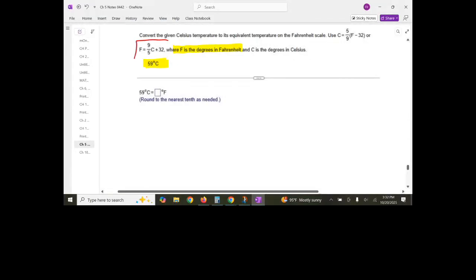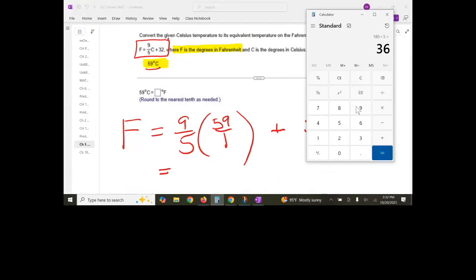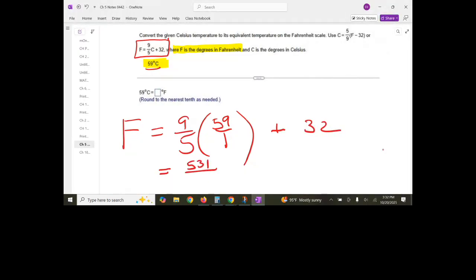We're going to use this guy right here, okay? So look, I'm going to write F equals 9 over 5. Now, the number we're going to plug in, y'all, is 59. I'm going to write that 59, y'all, as 59 over 1, okay? Why over 1? Because I'm multiplying fractions. So look, let me take my calculator. What is 9 times 59? I don't know. 531. 5 times 1 I know is 5, plus 32.